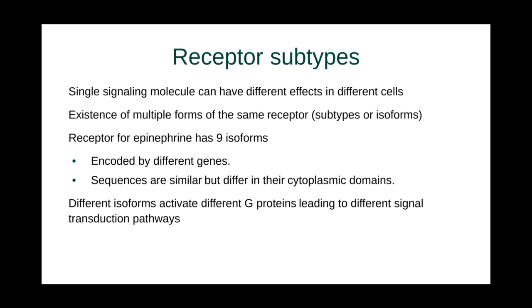i.e., different signaling pathways. So I can have epinephrine bind in one cell and say cause a breakdown of glycogen. But I can have it bind in another cell, which causes synthesis of fatty acids or something like that. So same molecule, slightly different receptor, very different response.